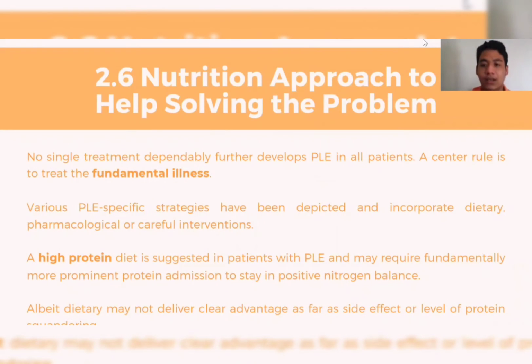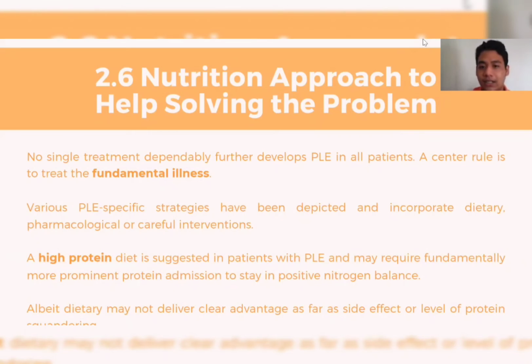Today I will continue about the nutrition approach to help solve the problem. In this case, no single treatment dependably improves protein-losing enteropathy in all patients. The central goal is to treat the fundamental illness. Various protein-losing enteropathy specific strategies have been described and include dietary, pharmacological, or surgical intervention.